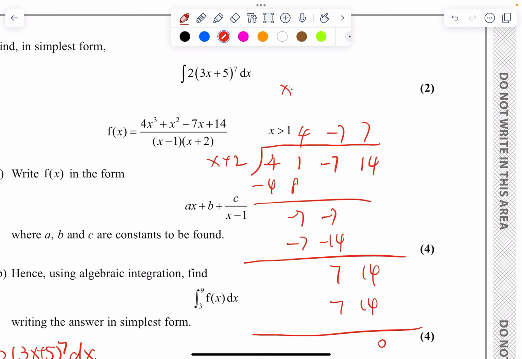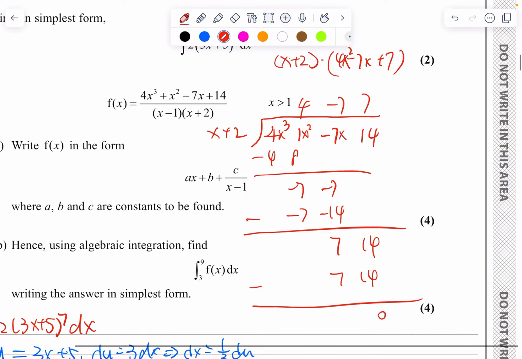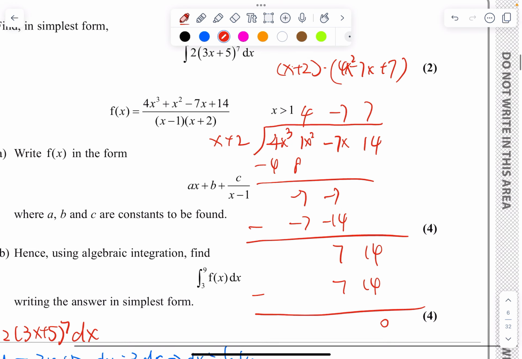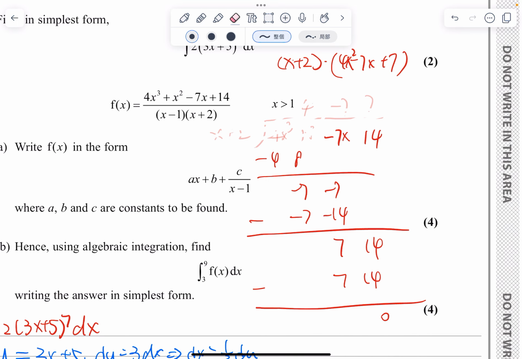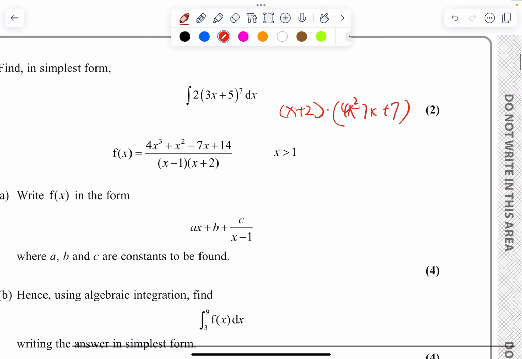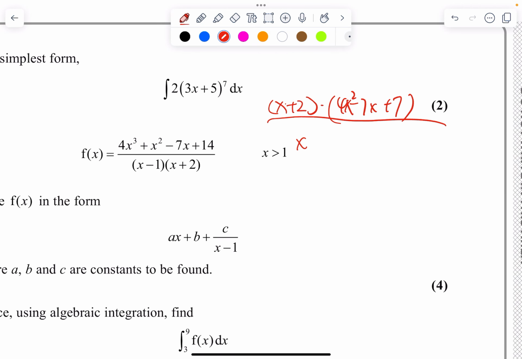So the top will become x plus 2 times 4x squared minus 7x plus 7. I skipped the coefficients, it should be like this, right? But I think it's still understandable. And long division means you have to do subtraction for all these intermediate steps. I think you have learned all these before. Not gonna go over them. So the top becomes this, right? So just cancel this out.